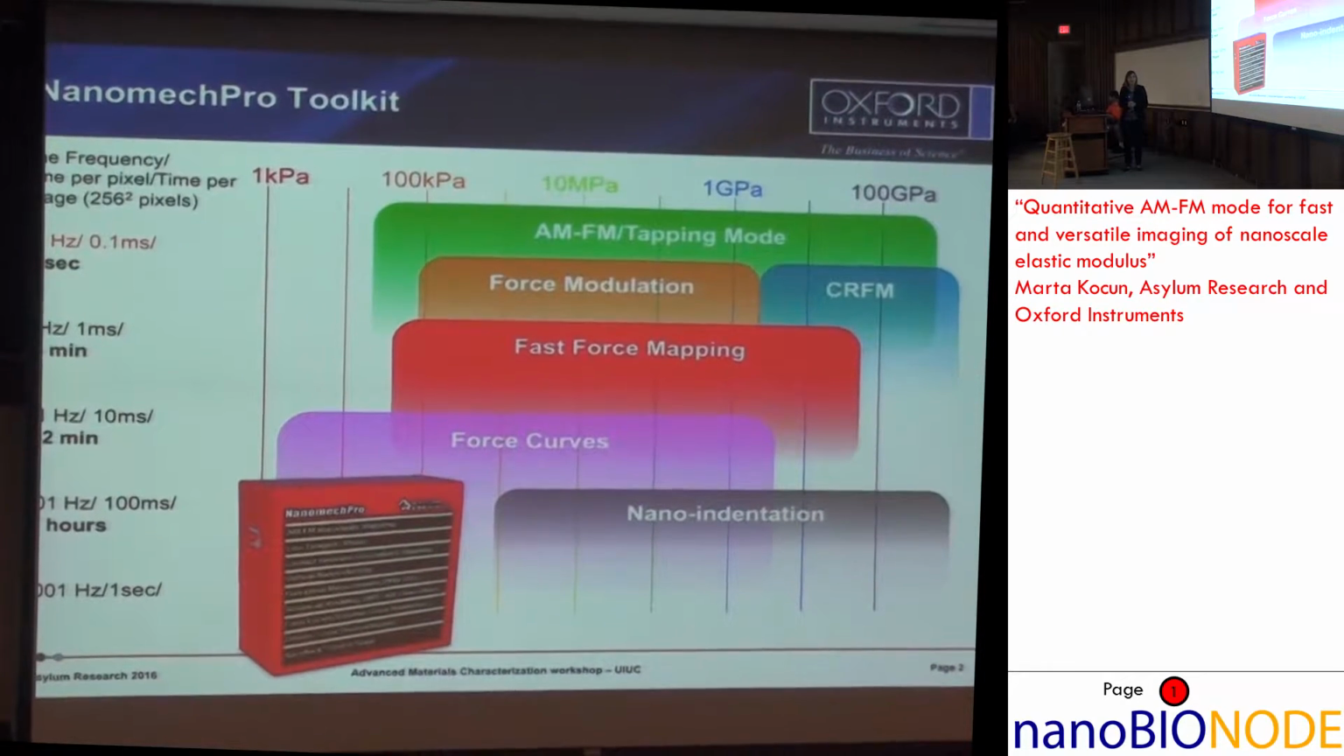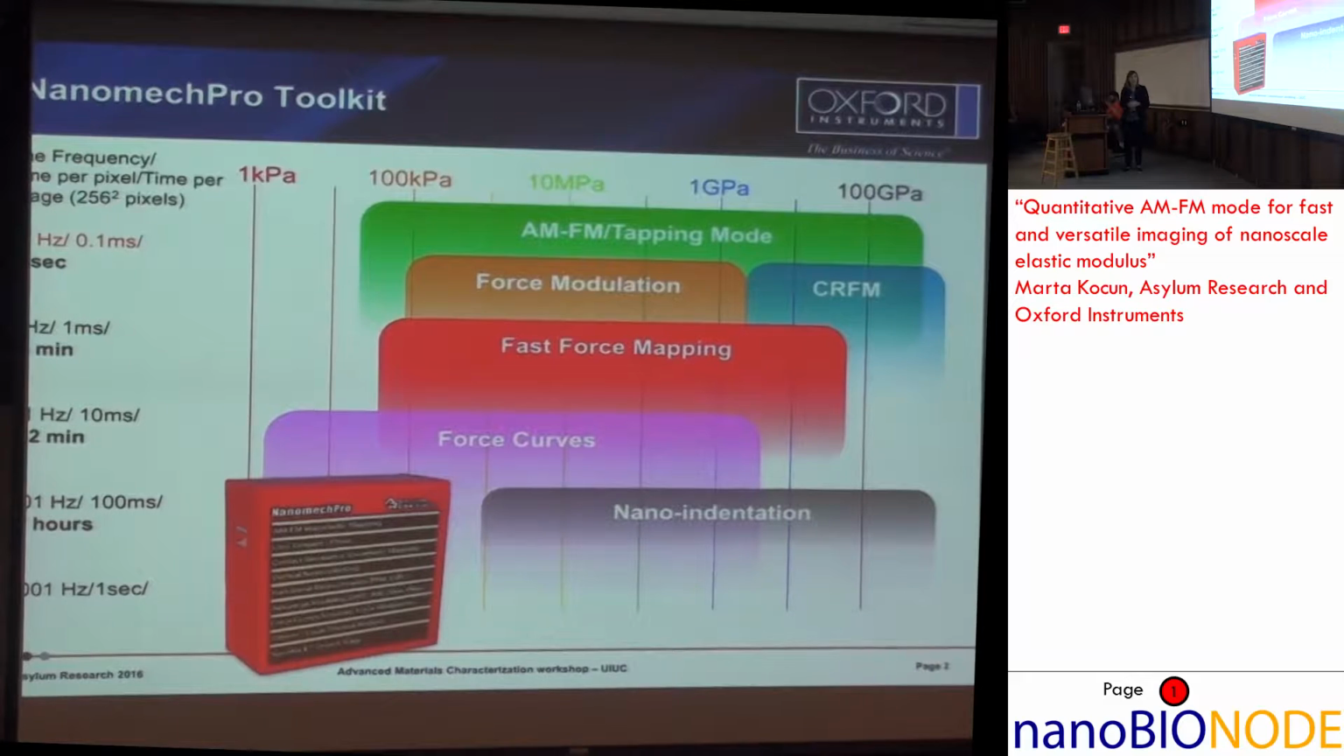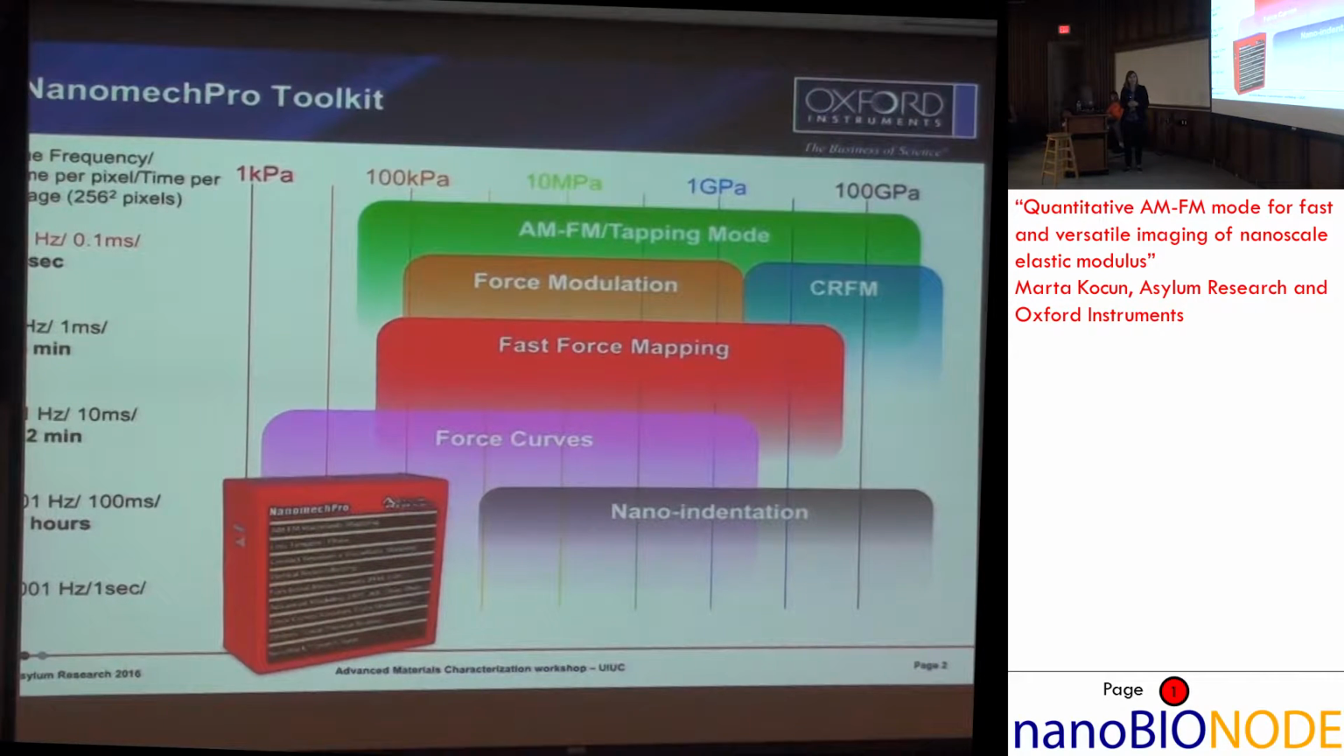From the top, you have the AM-AFM technique, which you can see spans quite a large range. There's force modulation and CRFM, which is contact resonance, which covers a little bit less of a range of moduli. There's fast force mapping, force curves, and nano indentation. As you can see from top to bottom, the lower you are on this slide, the slower you will obtain an image of 256 pixels by 256 pixels. From the bottom, this would probably take maybe even a day, and you can take 10 to 20 seconds to get an AM-AFM image if you're imaging really fast.